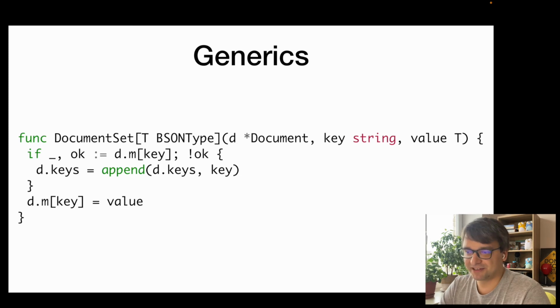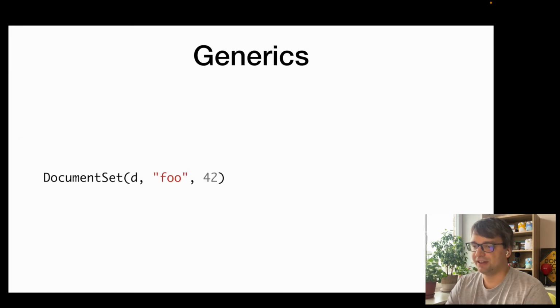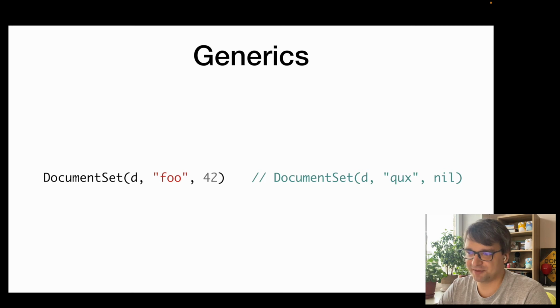The function looks exactly the same as the previous example, but now we have to pass the document as the first argument instead of passing it as the receiver. Other than that, we still pass the type parameter, and we still use the type parameter as a value. So how does the usage look? Here we call the document set function, passing the document, and foo is a basic string, and then the value is a basic integer. Great. And then the second example does not compile because nil is not a part of our BSON type constraint, so it doesn't compile. Awesome.